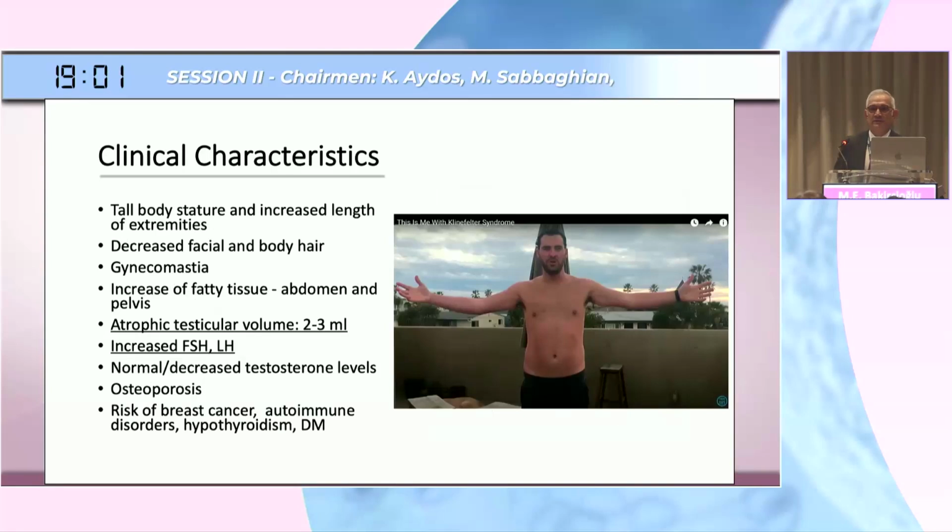As you see here, not every Klinefelter's patient is the same. You see Ryan here, he is publicly known, and he is a Klinefelter's man, but here are the clinical characteristics, and in most of them you don't see these features. But the essentials of this syndrome are atrophic testes, 2 to 3 milliliters, and increased FSH and LH levels. We can see normal or decreased testosterone levels in non-mosaic Klinefelter's patients.